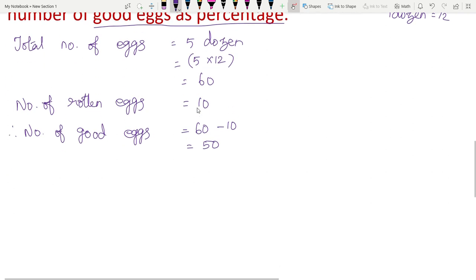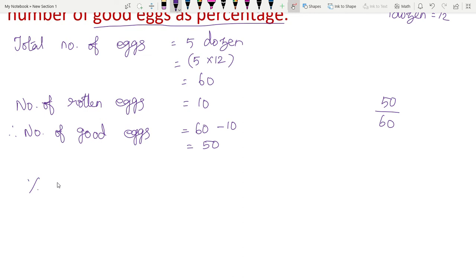For that, first we have to write in the fraction form. What is the fraction form for good eggs? That is 50 divided by 60. Here 50 means number of good eggs. 60 means total number of eggs.